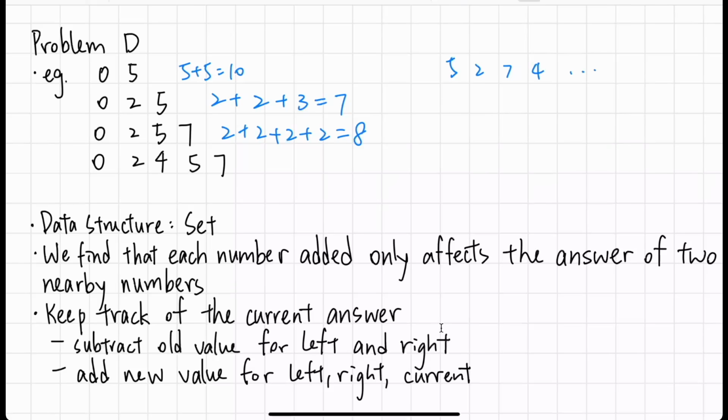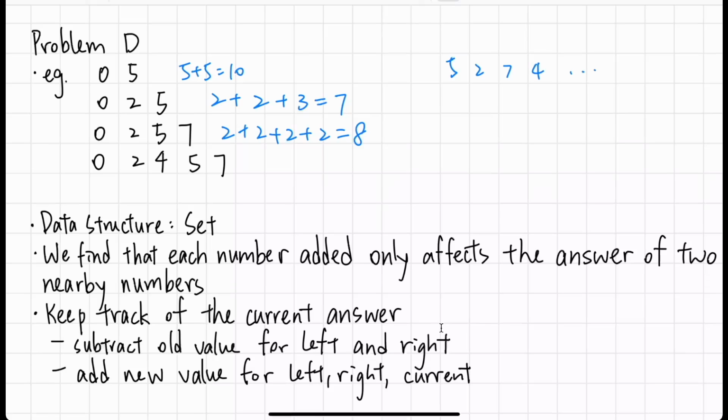number, for example, when 2 enters the position, it only affects the answer for this number, this number, and this number. So which is the numbers on the left and on the right, and the current number that we're adding. And in the case when 7 is entering the number line, there are no numbers on the right, so it only affects the number 5 and 7. So only the positions on the left or right will be affected. And we can look at this.